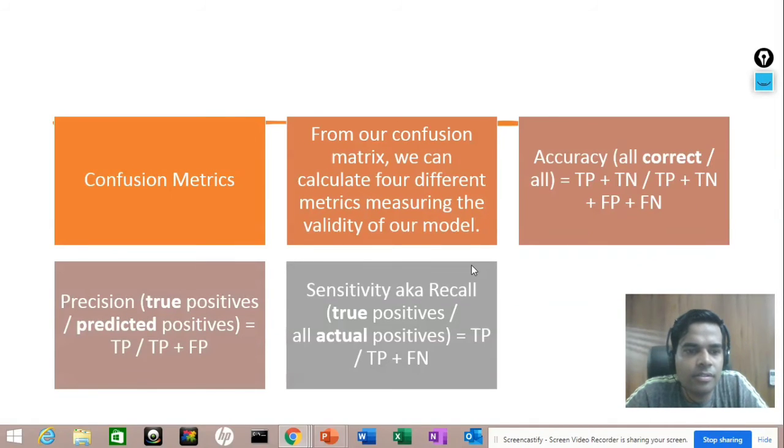So these are our parameters of confusion matrix. One is accuracy. Accuracy is basically a kind of average, we can say. It takes all correct values divided by the total number of values. Then we have precision. Precision basically tells us how accurate or precise our model is in predicting the positive value, and how many of them are actual positive. The formula is true positive divided by true positive plus false positive.